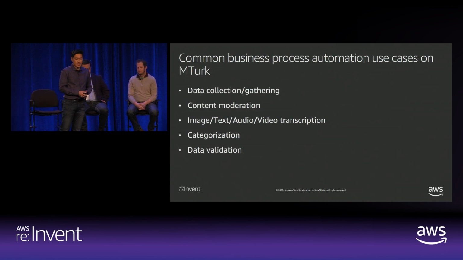So here are some common business use cases for MTurk. So data collection and gathering, where you can ask workers to go to a website and extract some information. Or content moderation, such as workers reviewing user-generated content against a set of guidelines. We also have image, text, audio, video transcription. You ask workers to type out the text contained in an image or listen to a short audio clip and transcribe. Categorization, such as asking workers to categorize products like a shoe into a subcategory, like is this a loafer? And lastly, data validation, so asking workers to validate, maybe are these 2 product detail pages the same product?